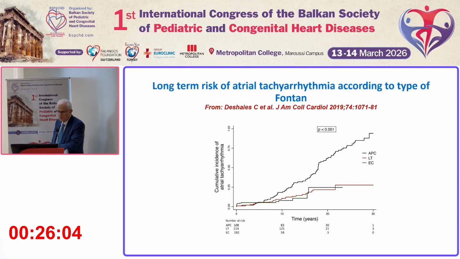As we can see from this graph, the atriopulmonary Fontan almost universally is associated with atrial arrhythmias after long-term follow-up. At 30 years of age, almost 95% of patients have atrial tachycardias. In the other two most recent types of Fontan, the incidence of arrhythmias is about 25% long-term, with no significant difference between the intraatrial tunnel and the extracardiac tunnel.